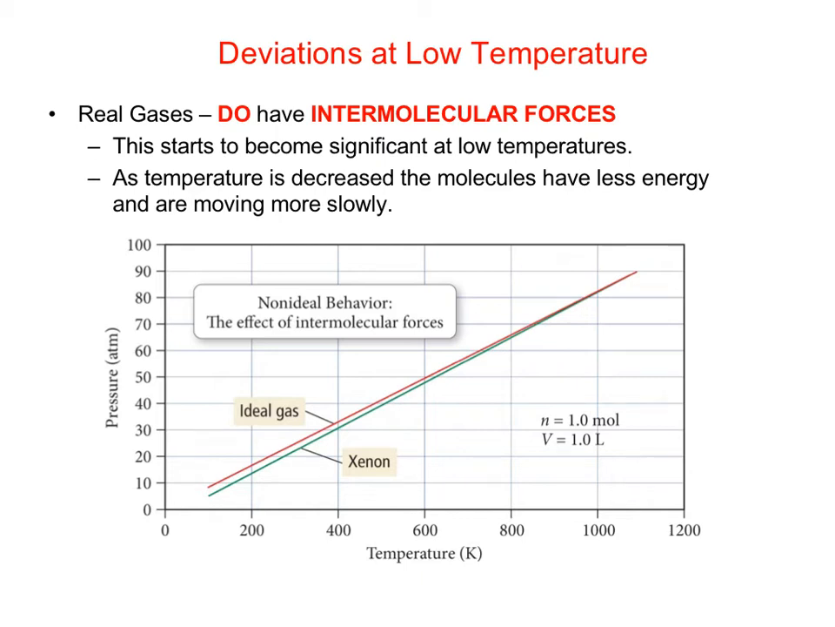And so if we look at the pressure as we decrease the temperature, we have the ideal gas again in red and an example of a real gas in green. And we can see the actual xenon molecules don't behave like ideal gases in the sense that they attract each other. And so the pressure actually is less for a real gas typically than an ideal gas.